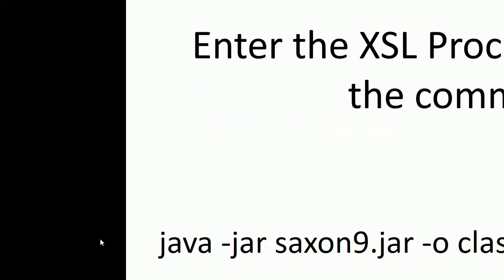Okay, so then you would enter the command line processor, Java -jar saxon9. So this is the command line. You're calling Java jar to call this XSL processor. Then you have a -o for output. Class.html is the output that we want to create. Then the next one is the input file, which is class.xml, and the XSL transform, which is class.xsl.